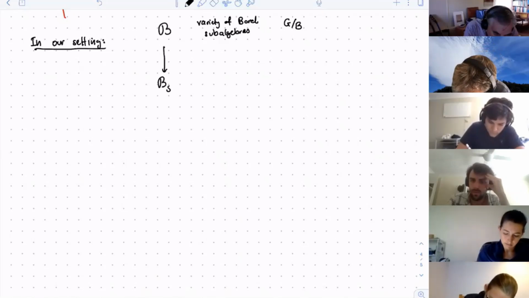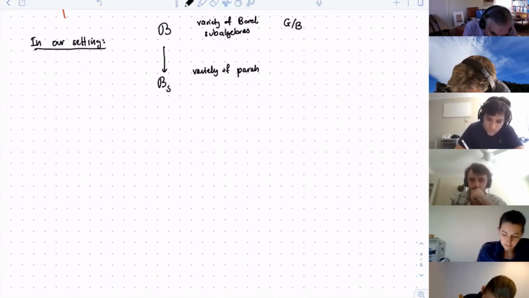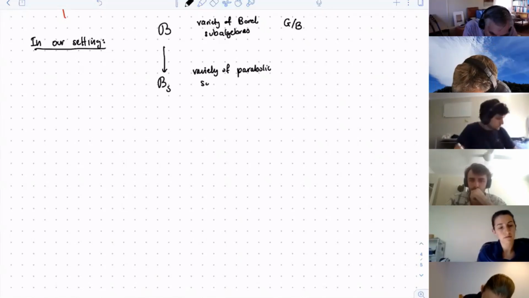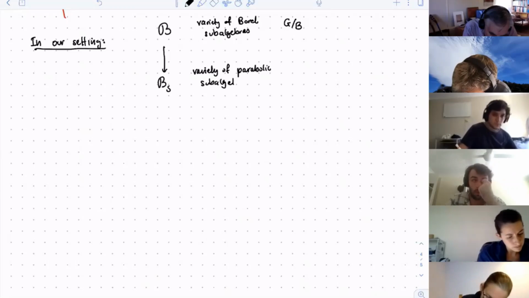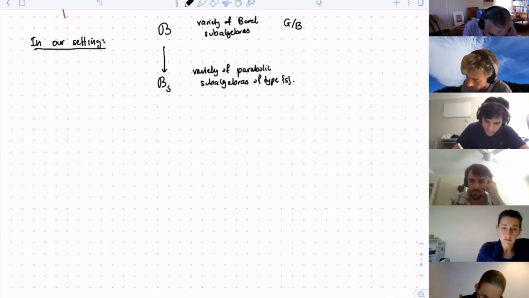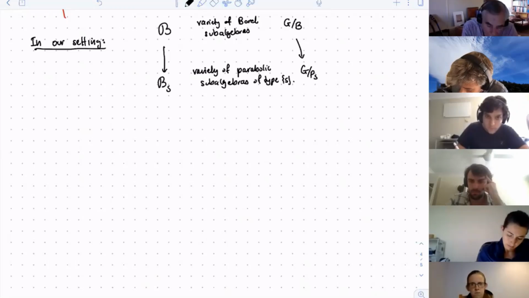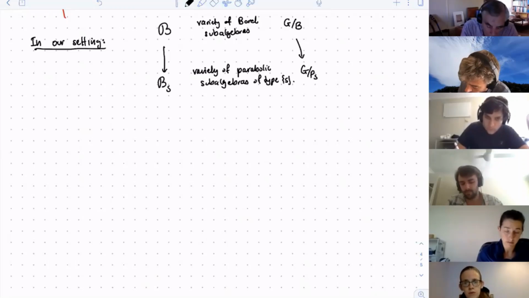So this is the variety of parabolic subalgebras of type S, down to G mod. This is a minimal parabolic, and this is a P1 fibration.